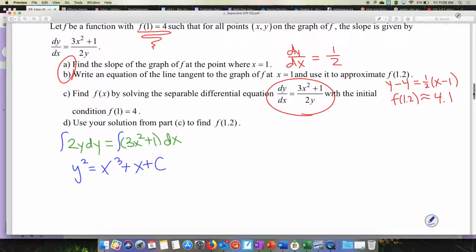We need to have a conversation right now. Plus or minus. So our general solution: y equals plus or minus the square root of x cubed plus x plus c. Now, our particular solution, our initial condition, is f of 1 equals 4. So it's the positive one. If this were f of 1 equals negative 4, we would choose the negative one, but we have to choose one or the other. Since our y is positive, we have to choose the positive y.